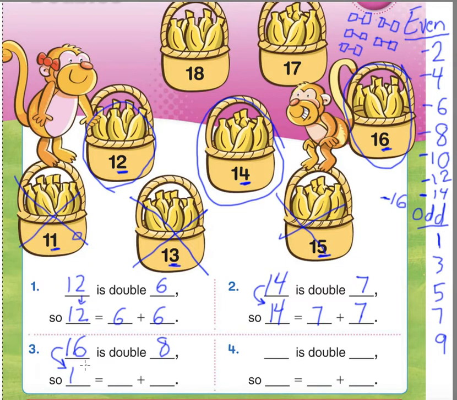And we're going to start off with the big number first. So we're going to use the big number, and we're going to break it down into the rest of the number sentence. So 16 equals double 8. And another way we can write double 8 is 8 plus 8.